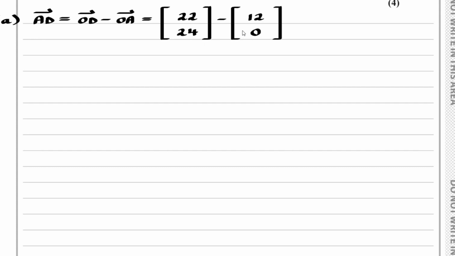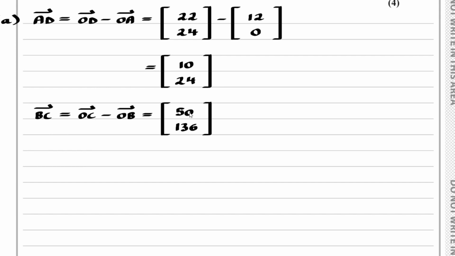To begin with, for part A, we have the vector AD, which is equal to the vector OD subtract the vector OA. So we have the vector OD, which is 22i plus 24j, and we subtract from this the vector OA, which is 12i plus 0j. And working this out, we end up with 10i plus 24j. And if I work out the vector BC, that's equal to the vector OC subtract the vector OB.